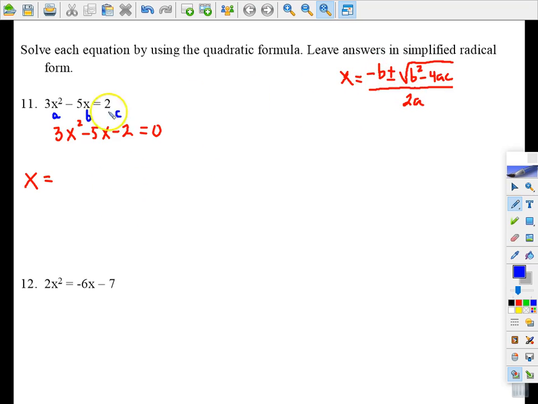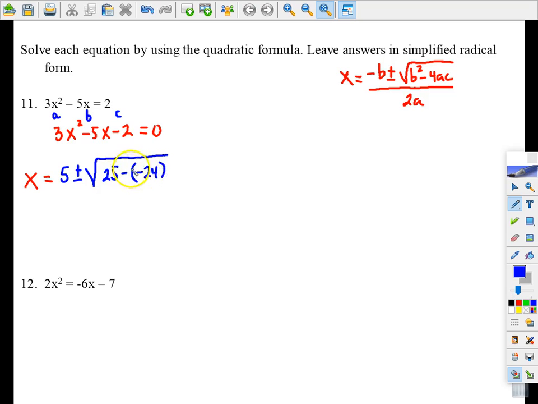So the opposite of b, the opposite of negative 5, will be positive 5, plus minus the square root of, this says b squared, so negative 5 squared is 25, minus 4 times a times c. Okay, let's just do that in parentheses. 4 times 3 is 12, times negative 2 is negative 24.